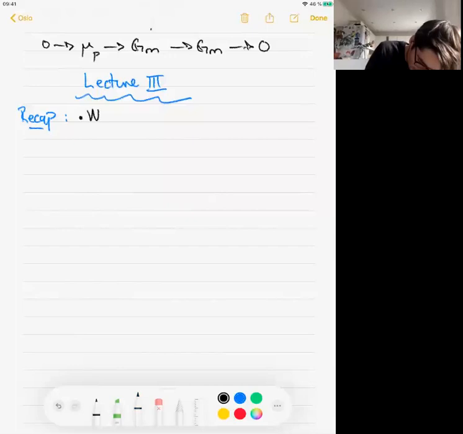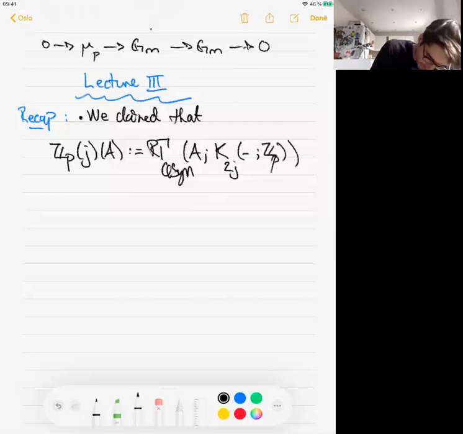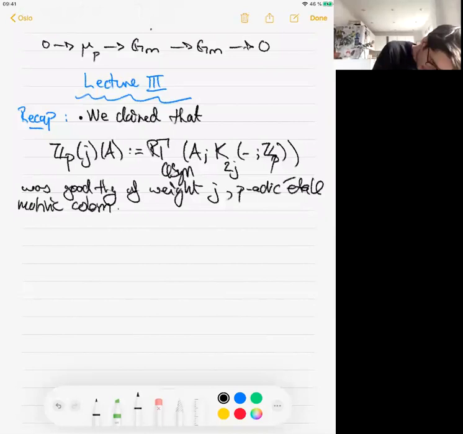So we claimed that this syntomic cohomology, what we call the Z_p(j), the weight j syntomic cohomology, defined as the quasi-syntomic cohomology with coefficients in the K_2j sheaf, was a good theory, whatever exactly that means, of weight j p-adic étale motivic cohomology.